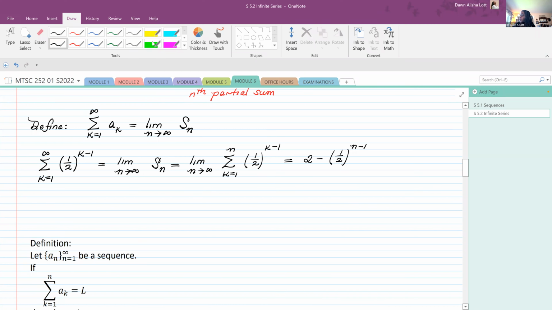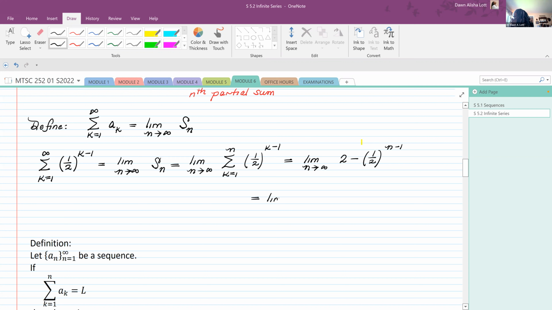Now what happens to this term? I'm taking a fraction like 1/2. When I square it, it becomes 1/4. When I cube it, it becomes 1/8. Any number whose absolute value is less than 1, when you raise it to the nth power, gets smaller and smaller and smaller. Why? I seem to have forgotten my limit. We said the nth partial sum was 2 minus 1/2 to the n minus 1.